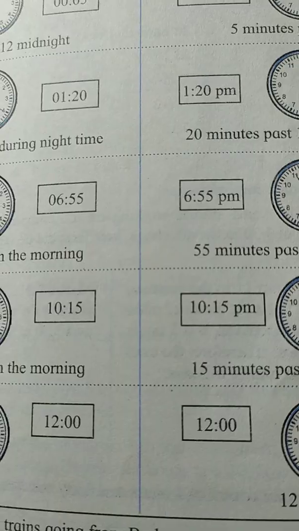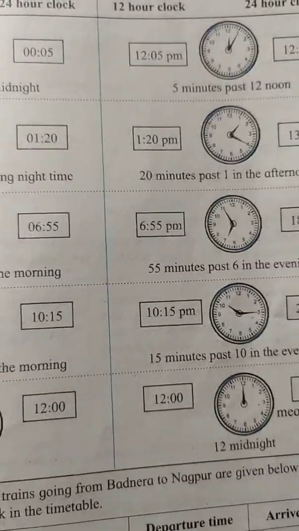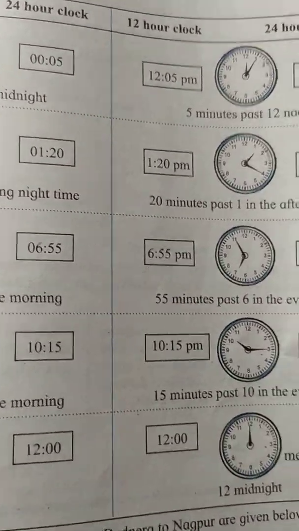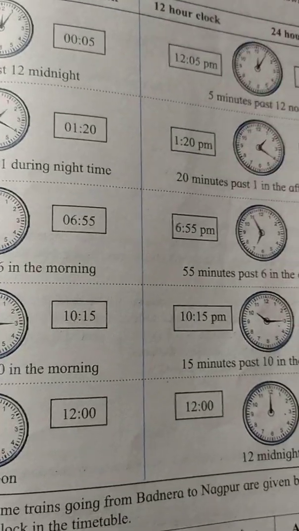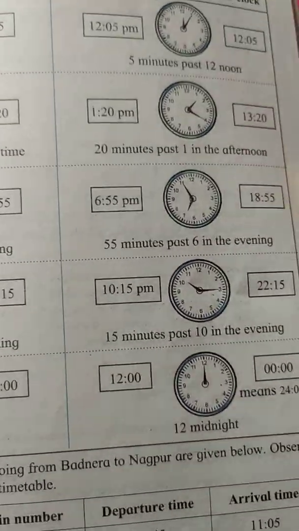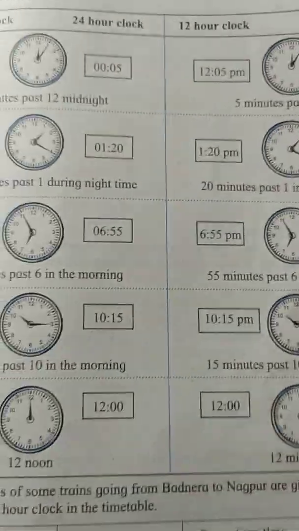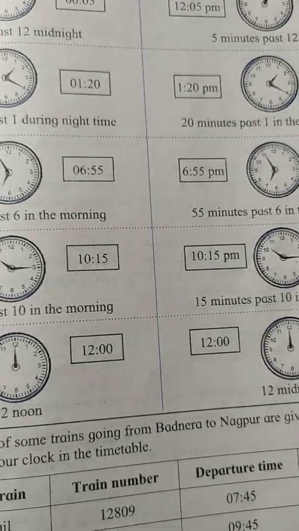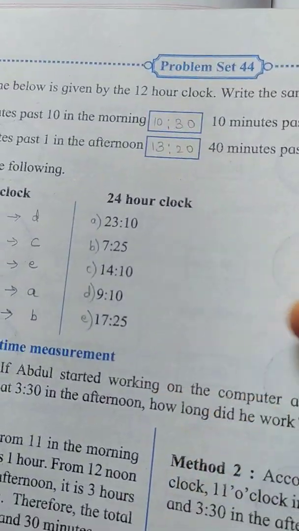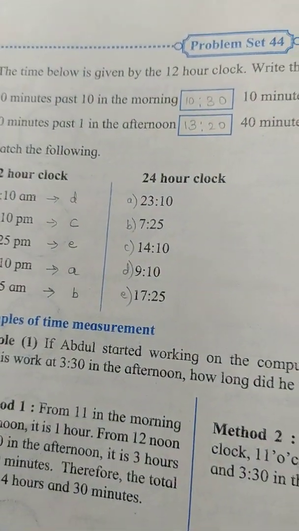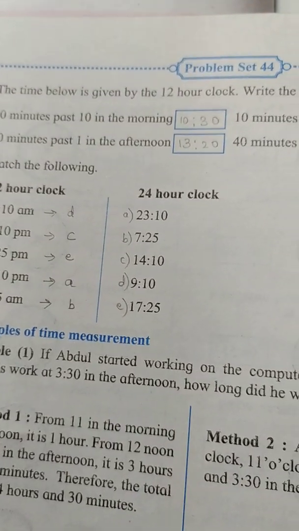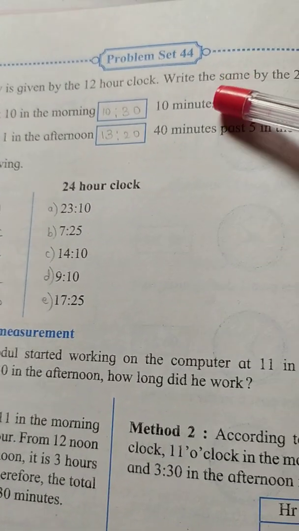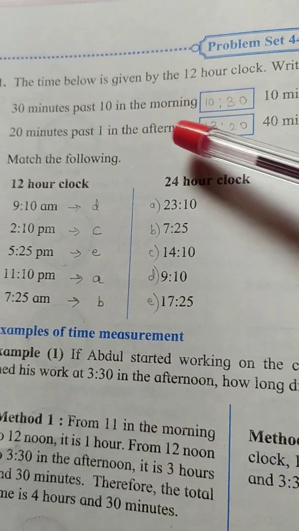Okay, children. So this is how I read the 12-hour clock and 24-hour clock. I know it's not very easy to understand immediately. Please go through it clearly once again till you understand, and try to understand and do the exercise which is there. You can do this in the textbook itself. Problem set 44. The time below is given by the 12-hour clock. Write the same by the 24-hour clock.